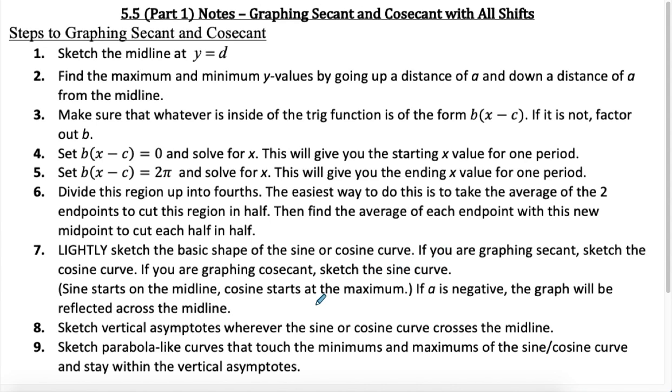Then the 2 new parts are going to be to sketch vertical asymptotes wherever the sine or cosine curve crosses the midline. And then we're going to sketch parabola-like curves that touch the minimums and maximums of the sine or cosine curve and then stay within the vertical asymptotes. Okay, so let's go through a few examples here.